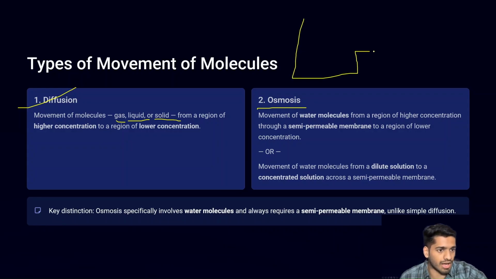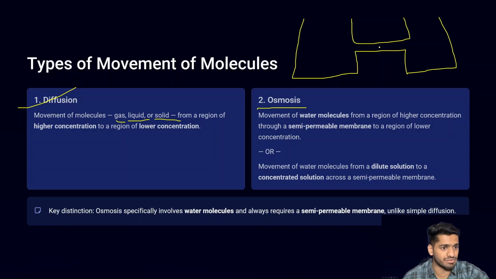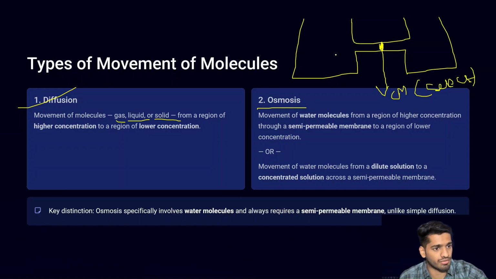Let's do one thing. I'll make this diagram one more time. I have two beakers which are connected to each other. In between, I'm making something. This is nothing but your semi-permeable membrane. In case of a plant, what is it going to be? This is nothing but your cell membrane, which is a selectively permeable membrane. Okay, this much you have understood.